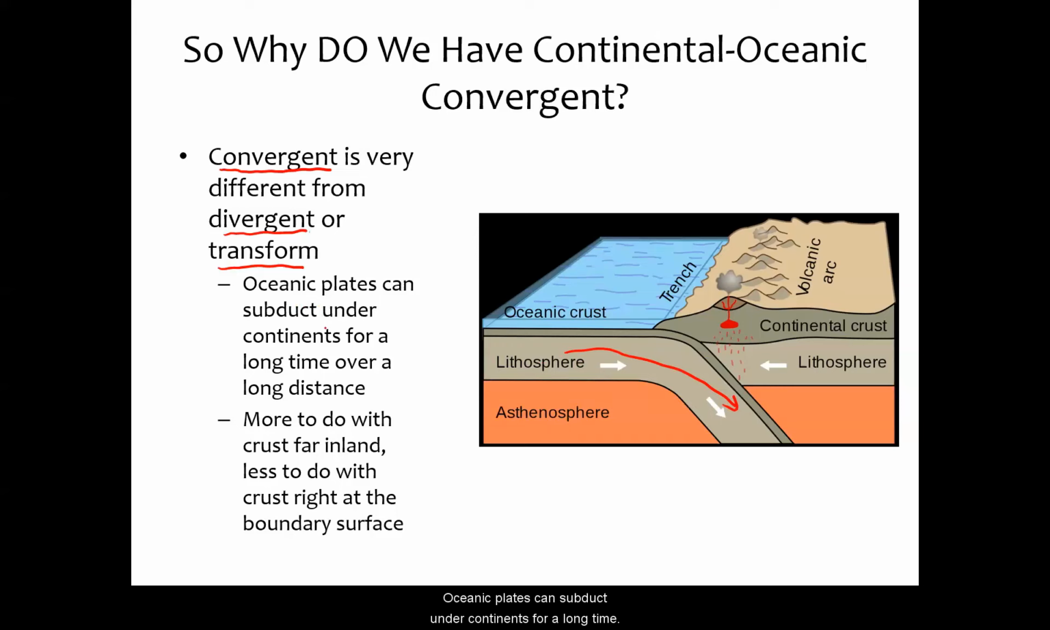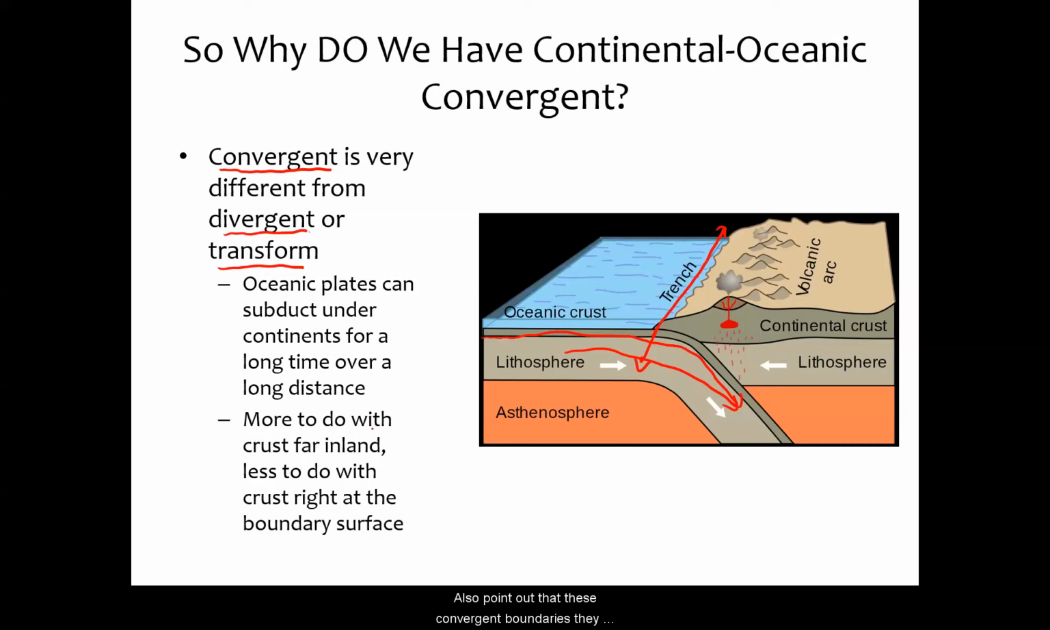Oceanic plates can subduct under continents for a long time over a long distance. It will probably take several million years for all this oceanic crust here to subduct. And that oceanic crust is going to be oceanic crust for that whole time, and it does so along a whole big length. So it makes sense to talk about continental oceanic boundaries because we have a lot of them and they last for a long time.